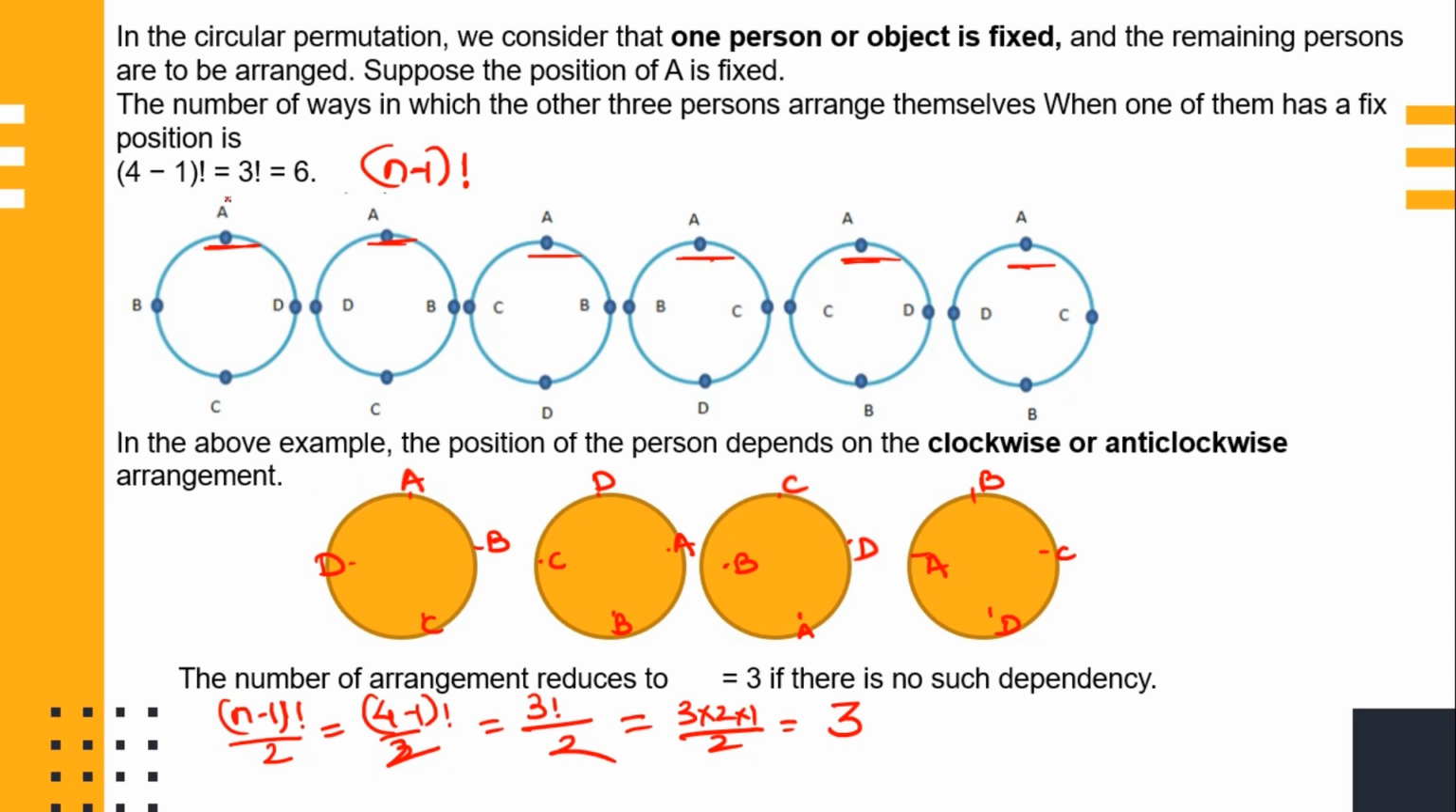If we consider the same example, but all the people are moving in a circular arrangement in clockwise or anti-clockwise direction, and no person's position is fixed, then there will be (n minus 1) factorial divided by 2 arrangements. So this will be (4 minus 1) factorial divided by 2, which gives us a total of 3 arrangements.